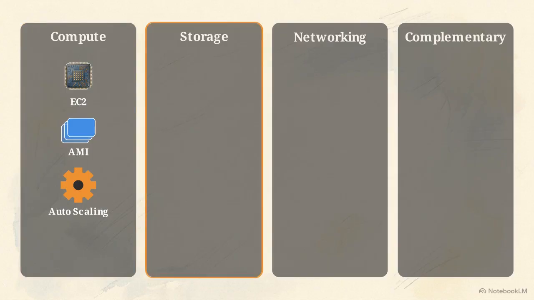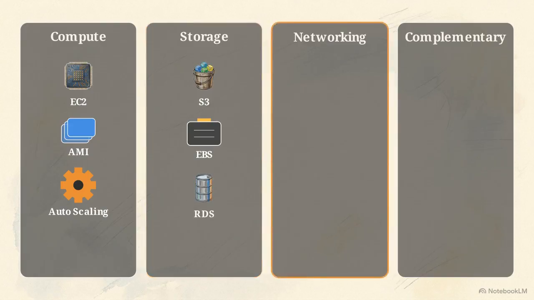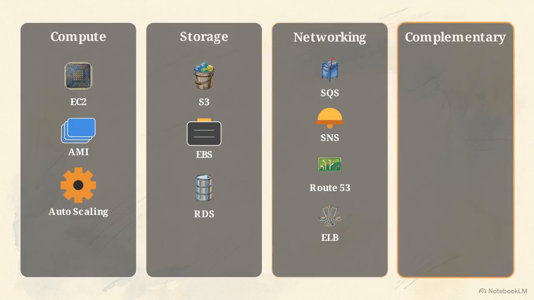The storage pillar represents your data layer. Amazon S3 handles object storage using buckets, EBS provides persistent block storage, and RDS manages relational databases like MySQL. Next is networking, the nervous system. SQS and SNS manage messaging, Route 53 directs DNS traffic, and elastic load balancing distributes requests across multiple instances.